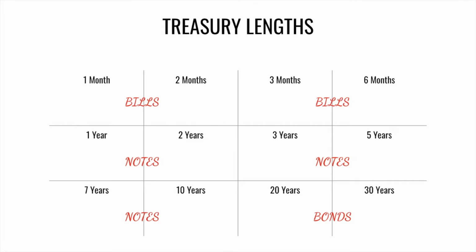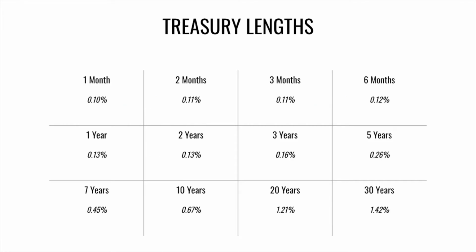You pay the US government money, and they'll pay it back to you at the end of the term period with interest. And another thing to note is if we look at the interest rates that are given by the US government for various time periods, just looking at the current 30-year interest rate, it's 1.42%.